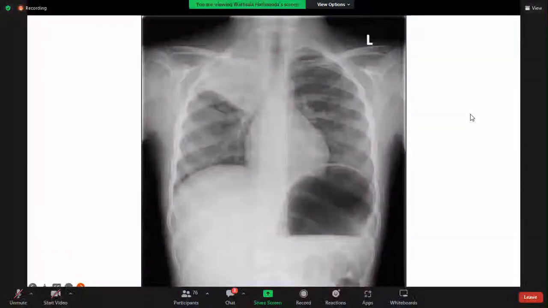All right. So suppose this is a chest X-ray of this particular child. So who's going to describe this X-ray? Anyone? So you are supposed to interpret X-rays, right?